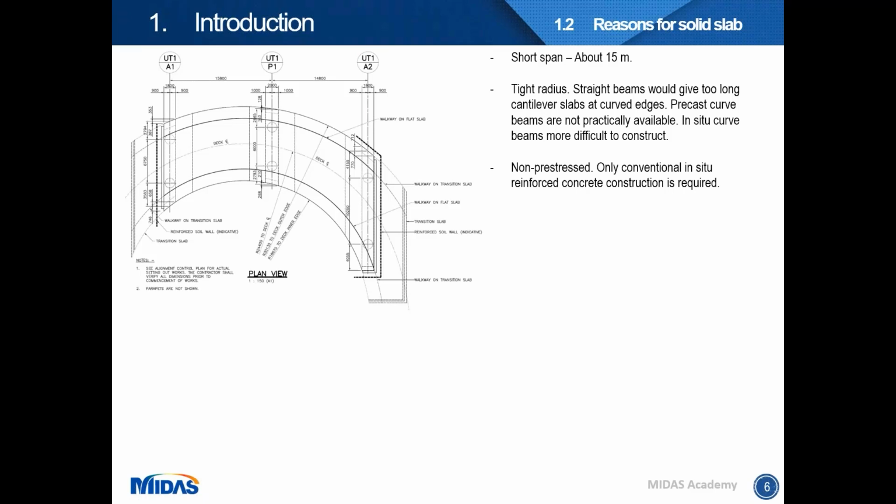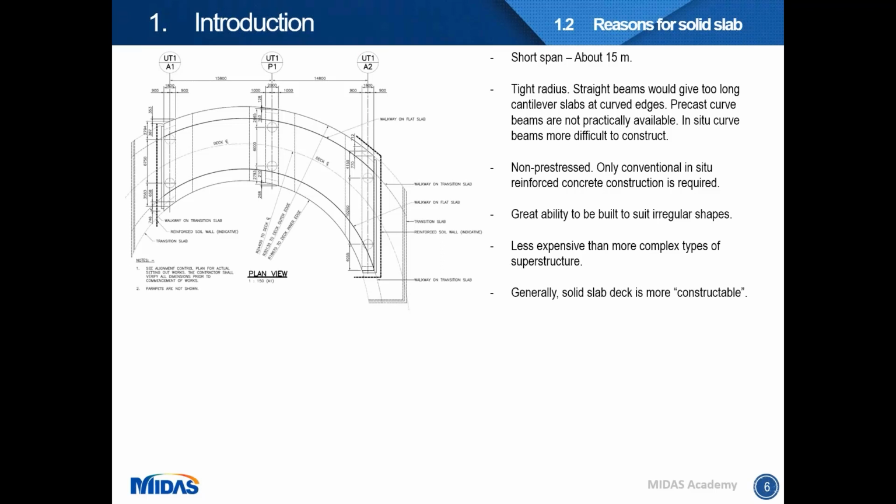For solid slab, we can also choose not to pre-stress it and only use the conventional in situ reinforced concrete type of construction method. That also means that we have a great ability to build the deck to suit whatever irregular shape we have, as shown here. It would also mean that it is less expensive than other types of deck. So generally, a solid slab deck under these circumstances is more constructible.